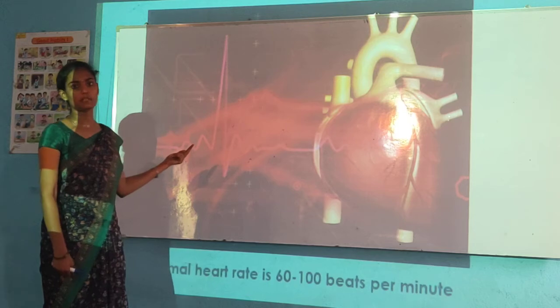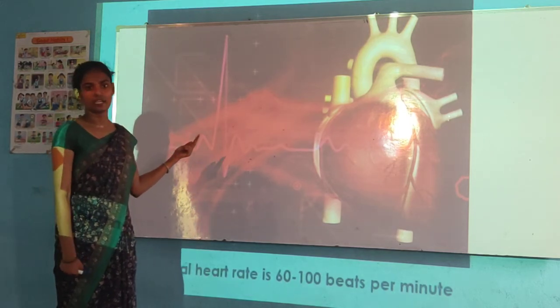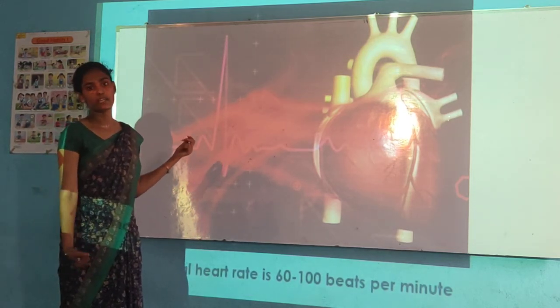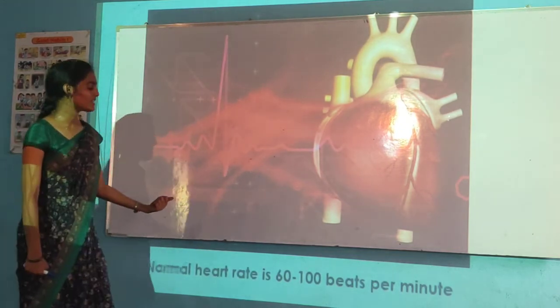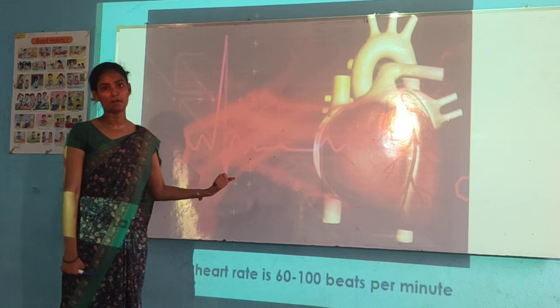We know that the heart beats always, throughout our entire life. What is the average heartbeat per minute? The normal heart rate is 60 to 100 beats per minute.